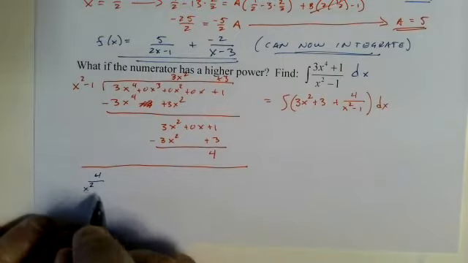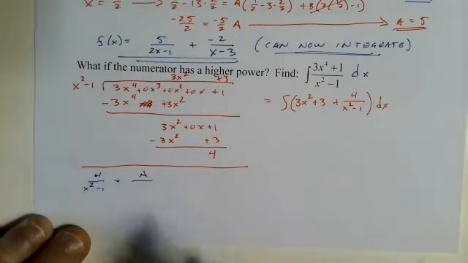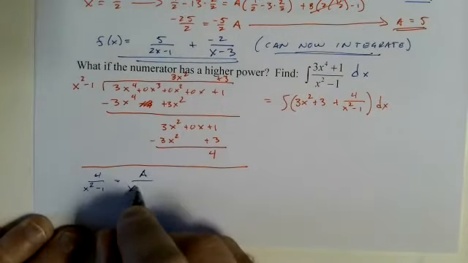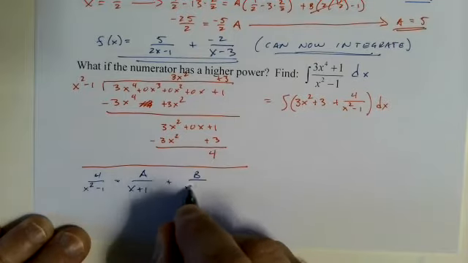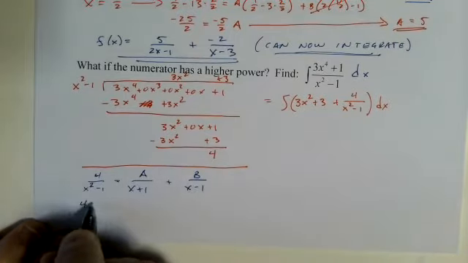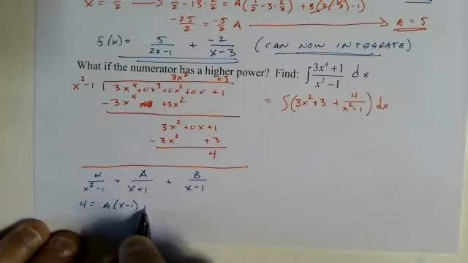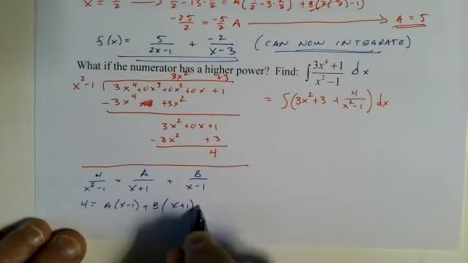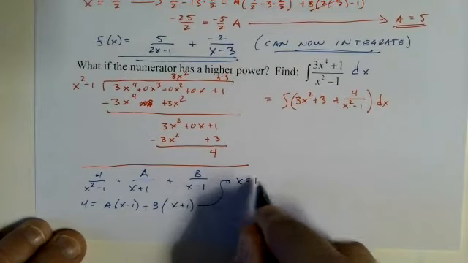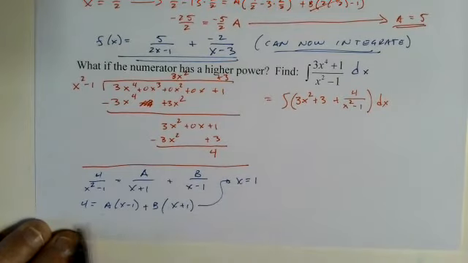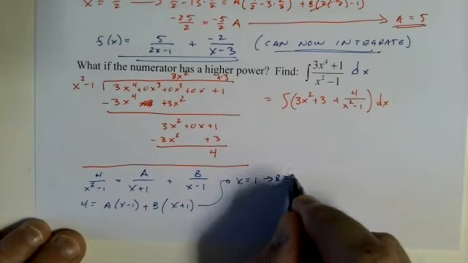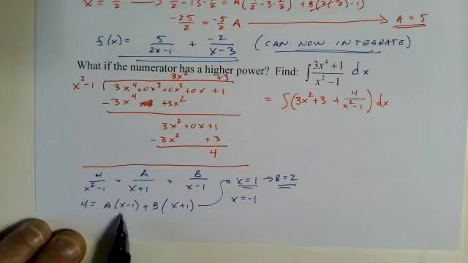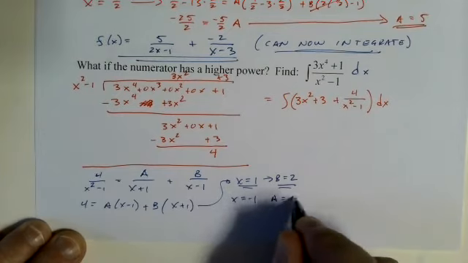4 over x squared minus 1 equals a over, I do this part in my head, I apologize. Factor that, you should be able to just, boom, be done. 4 equals a times (x minus 1) plus b times (x plus 1). x equals 1, gone, 2 divided by 2, b equals 2. x equals negative 1, gone, a equals negative 2.